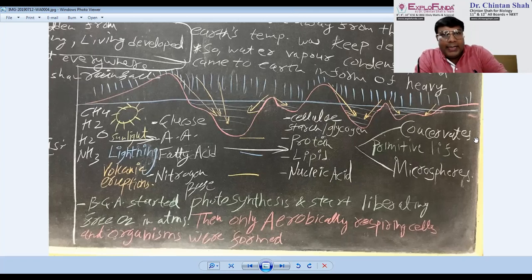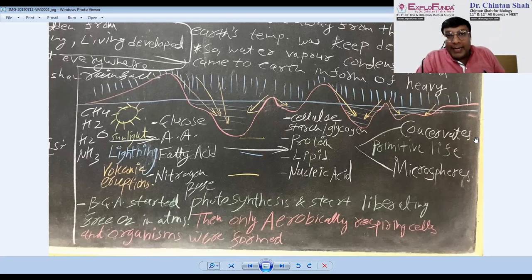Now, what is the blue-green algae? At that time, there was no oxygen present on the earth. But these blue-green algae, or you could say coacervates or microspheres, had one very good property: the property of self-replication. So they can regenerate themselves like DNA. As a result, one blue-green algae gave rise to so many blue-green algae.